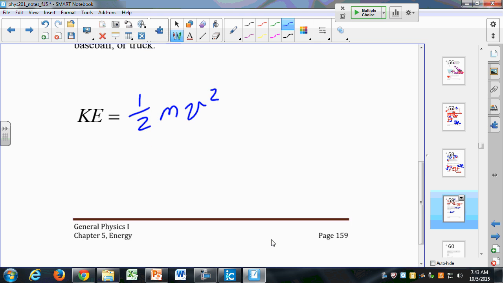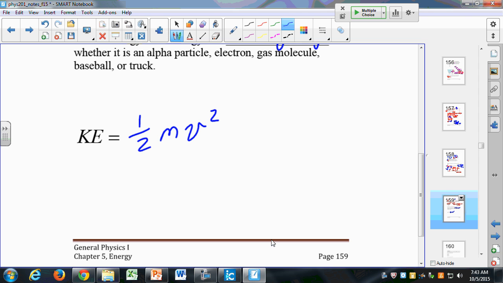Let's just work a simple little problem to illustrate something. I'm just going to do this here in this space, but in just a second we'll talk about the work-energy theorem. It just says that any work that you do changes the energy. So let me show you just a simple problem with that.